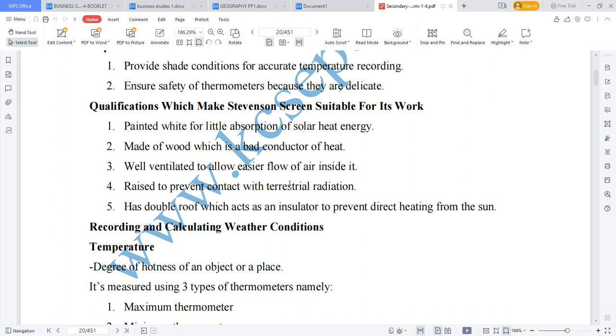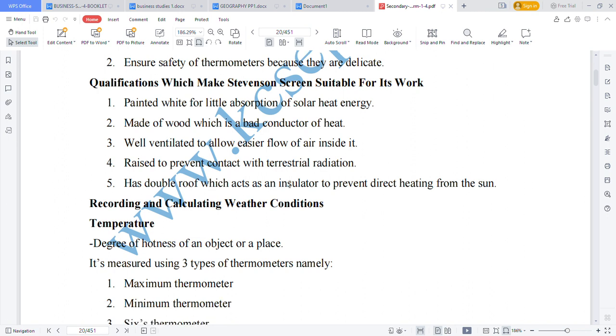It is made of wood. Why is it made of wood? Wood is a bad conductor of heat. It is well ventilated. Why is it well ventilated? It is well ventilated to allow easier flow of air inside it.